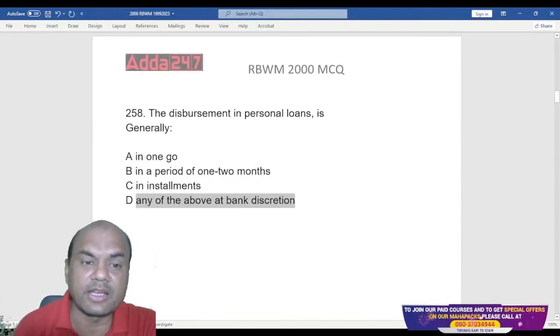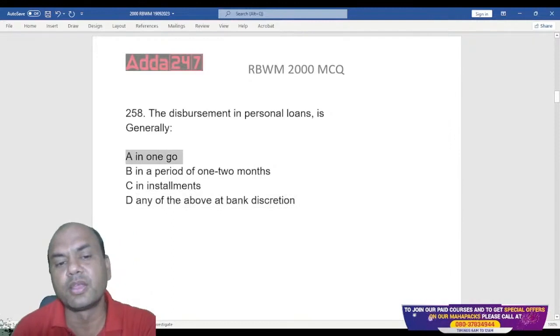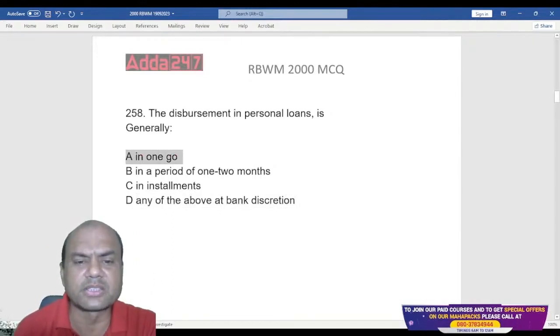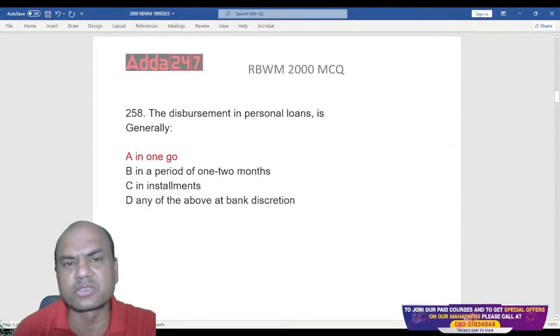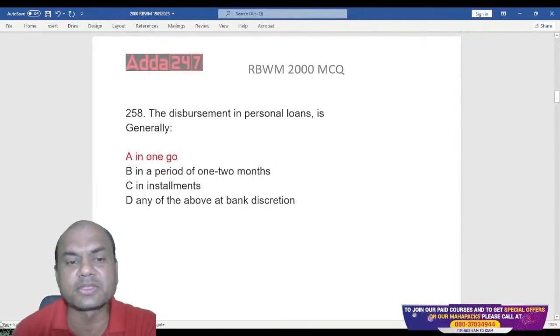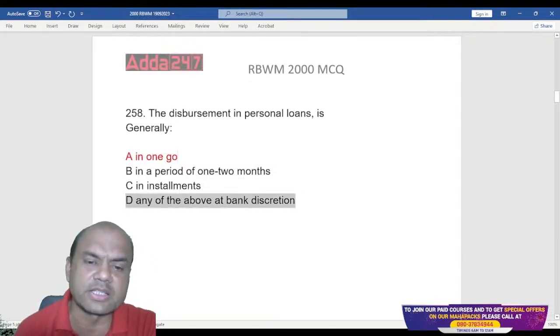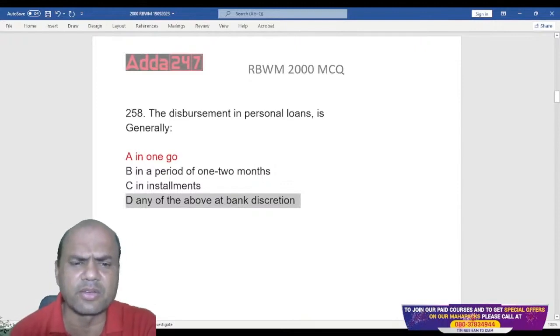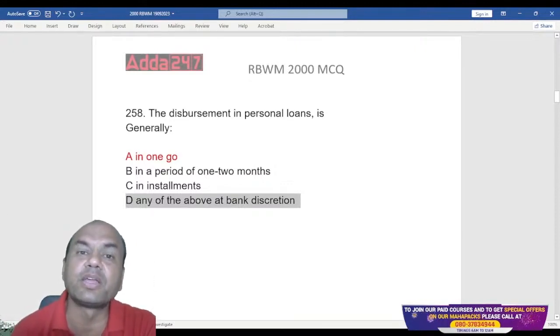It's always given at A, in one go. Personal loans are always given in one go. Okay? Now you'll say, sir, personal loans in one go, that's okay. See, the question over here is generally how is it given? 90% every year. See, it's after all at the discretion of the bank. Bank can sometimes tell you that, okay, this month I'm giving you this much, next month I'll be giving you whenever you require it.